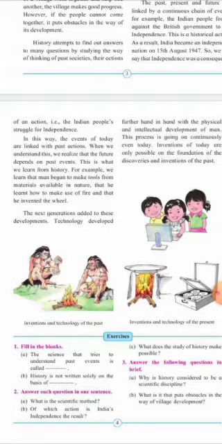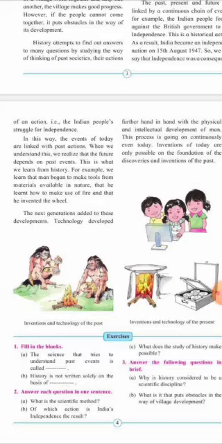In this way, the events of today are linked with past actions. When we understand this, we realize that the future depends on past events. This is what we learn from history.